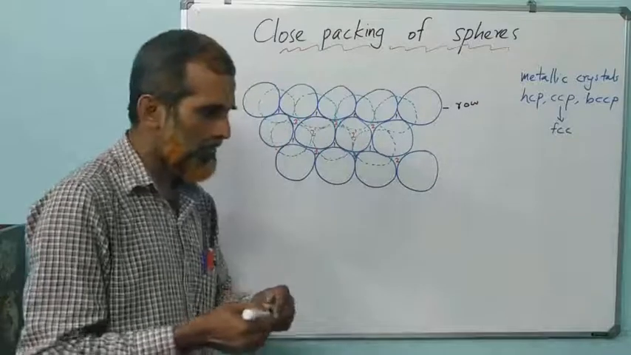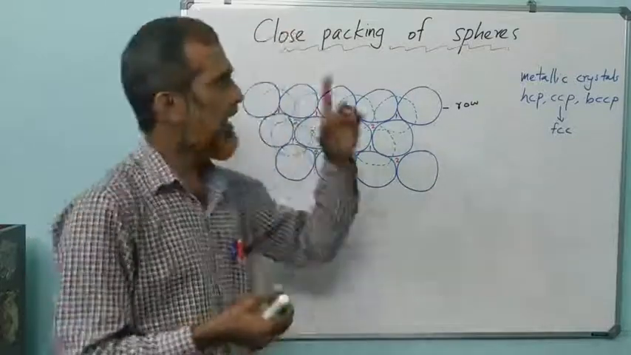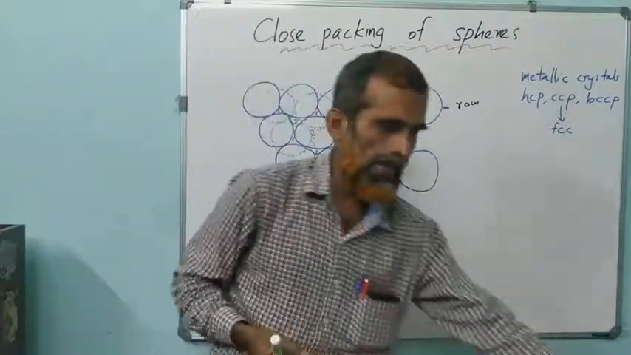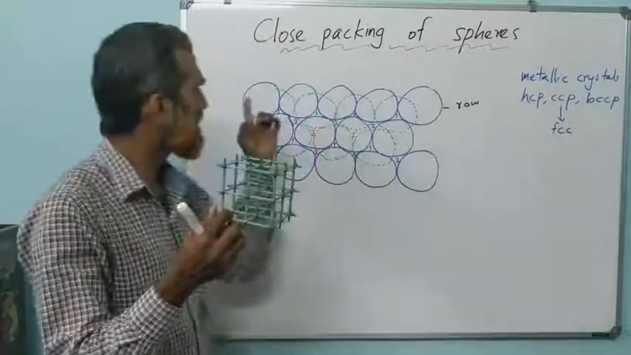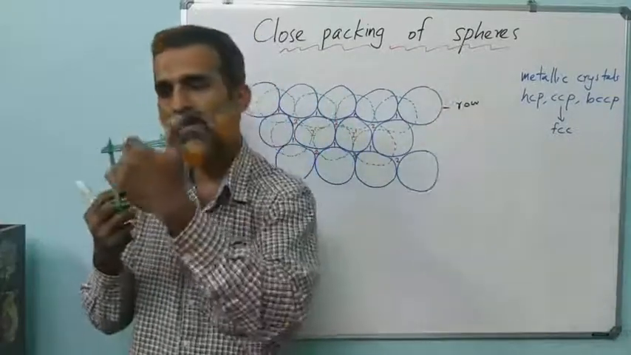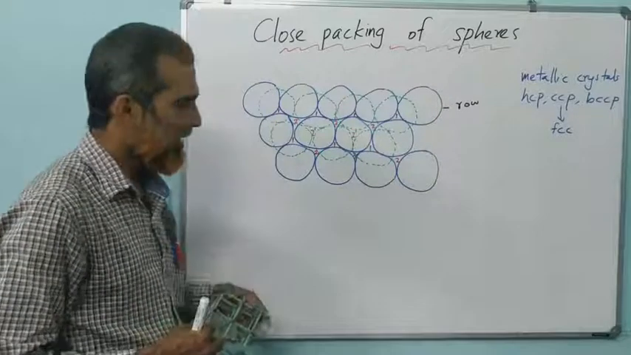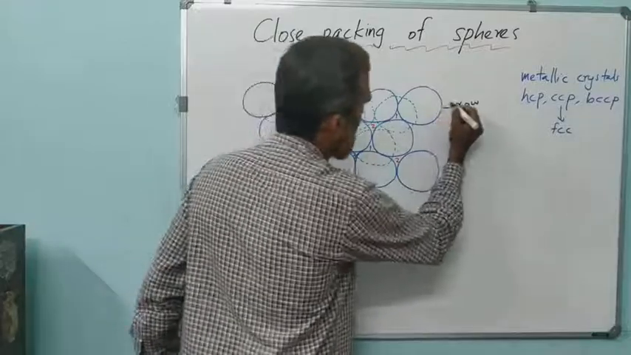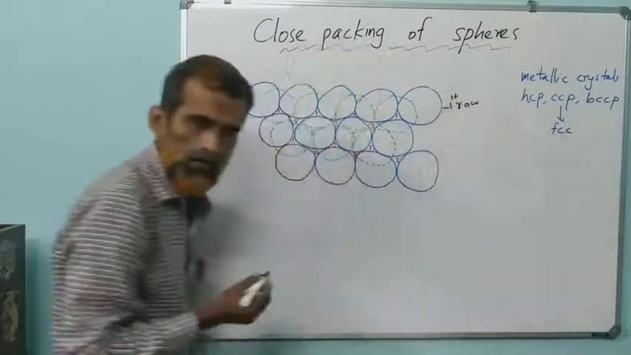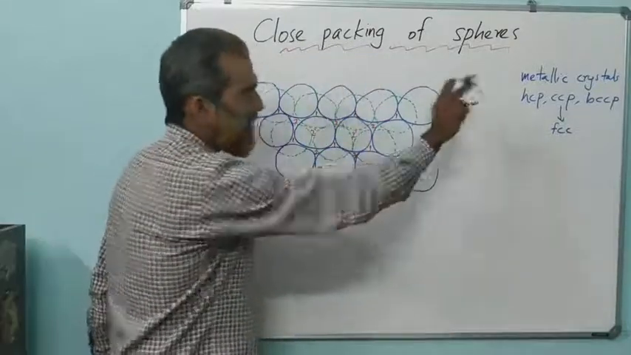And this is a situation: if you consider the edge of a crystal, the edge will have this kind of arrangement. Particles are touching each other. So that is the first row. Now, this is a 1D lattice.